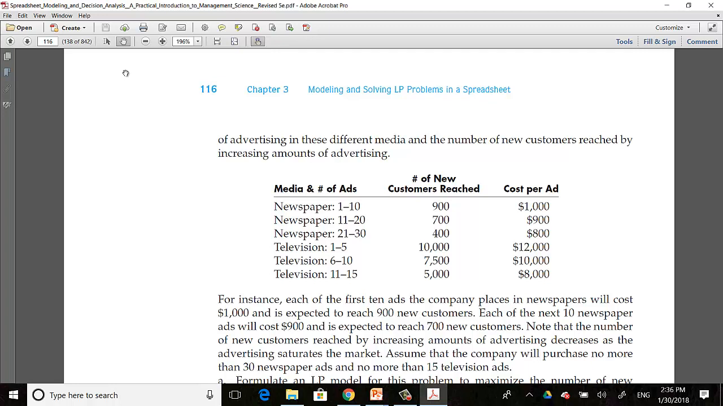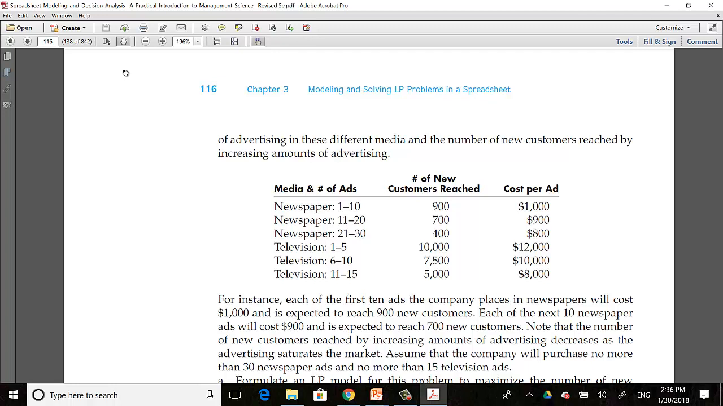Okay, and don't make the mistake I made: put the minimize or maximize in your objective function. For ads, we have customers, so maximize the number of customers reached.